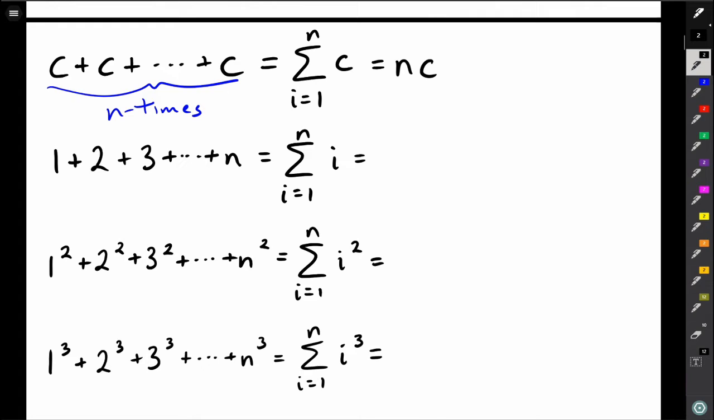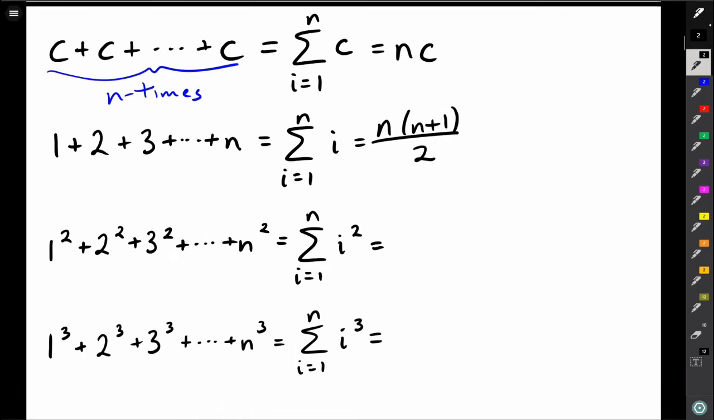Now, let's look at the next one. What if we add up the numbers 1, 2, 3, 4, all the way through n? Right? This turns out to have a pretty interesting sum. It winds up being n times n plus 1 over 2. Right? Now, I challenge you to think about why that's actually true. It's quite interesting. All right.